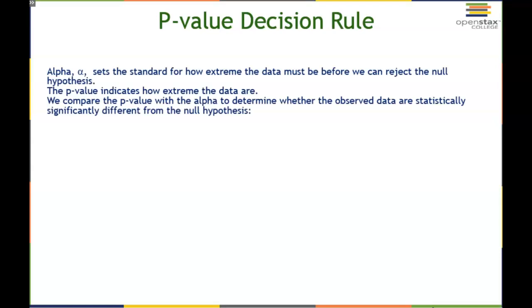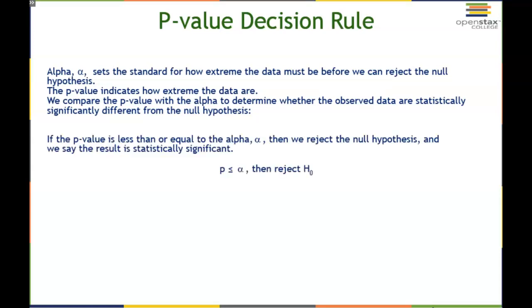So alpha sets the standard for how extreme our data must be before we can reject the null hypothesis. Remember, our p-value indicates how extreme the data are. That's our actual calculation. Once we do that, we're going to compare the two values and decide, is our data statistically significantly different from the null?